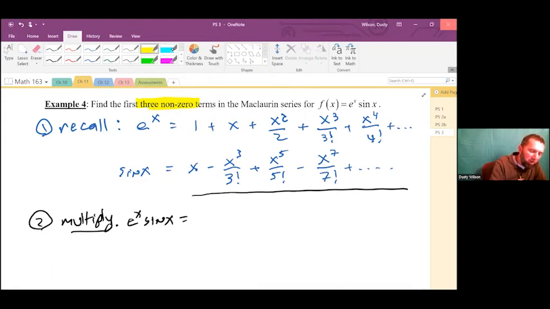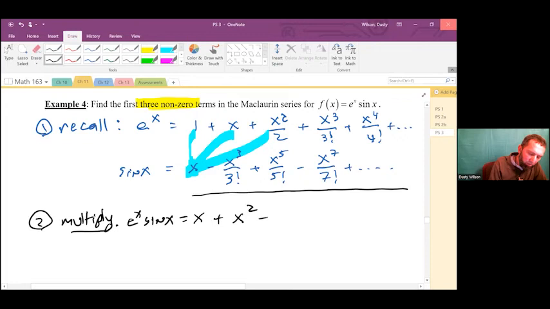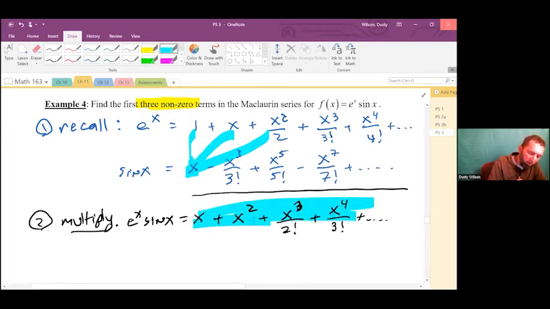And so maybe I'll start with my x, and I'm going to multiply that x times 1, and that x times x, and the x times x squared over 2. So that'll give me x plus x squared plus x cubed over 2 factorial plus x to the 4th over 3 factorial plus and so on. Okay, so these were all of the blue guys.